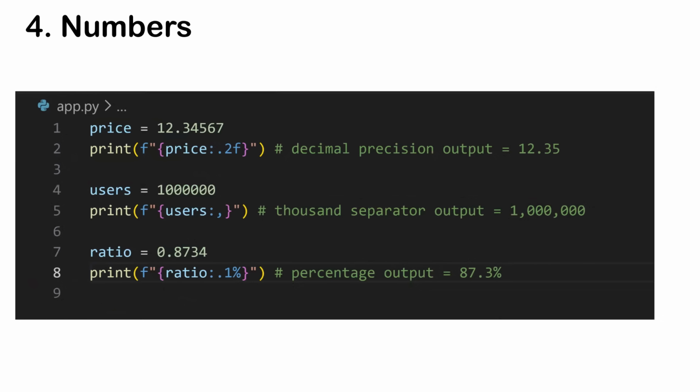4. Numbers. Formatting without math clutter. Most codebases are full of ugly number formatting logic. F-strings solve this cleanly. Decimal precision, thousands separators, percentages. No extra calculations, no helper functions. The formatting is where the output is defined, exactly where it belongs.